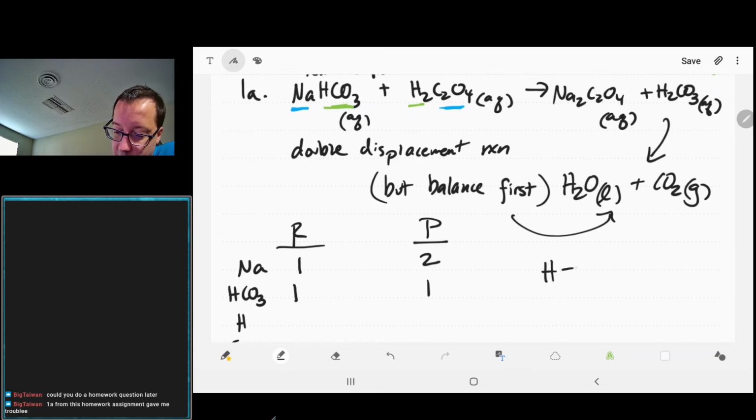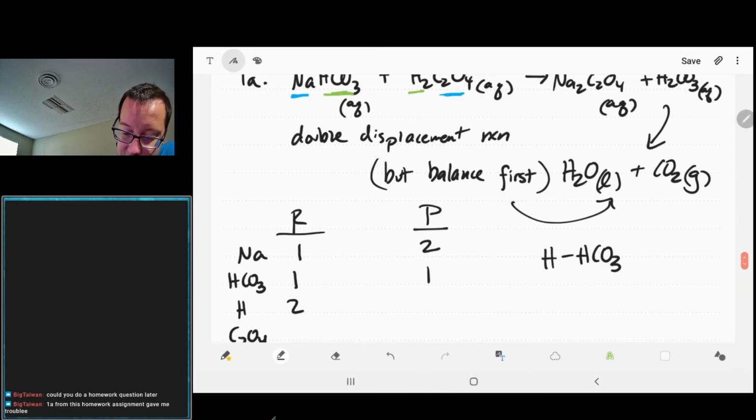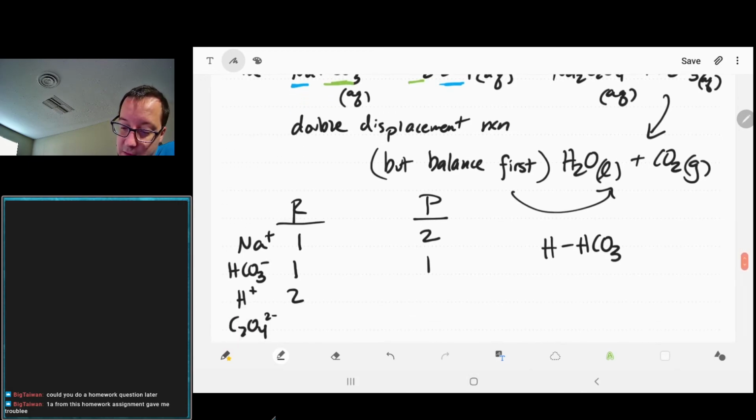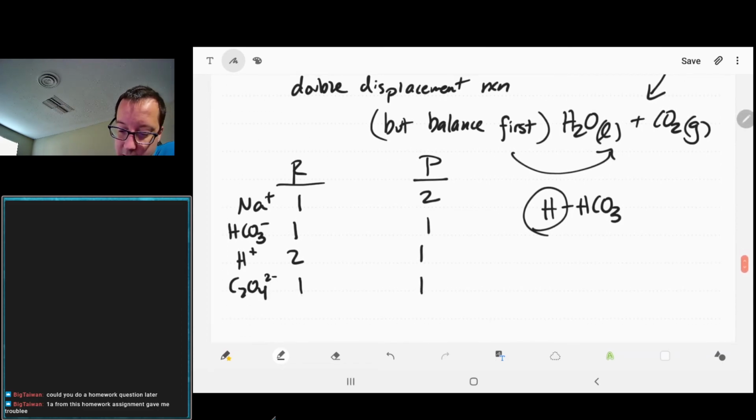Consider that carbonic acid is HCO3. Think about it that way. So we have 1 carbonic acid on the right side. On the left side, we have 2 H pluses. Here, we could even think of them with their charges if we wanted. On the right side, we have the 1, because we're looking at this guy here. So we just have 1. And then the oxalates, we have 1 and 1.